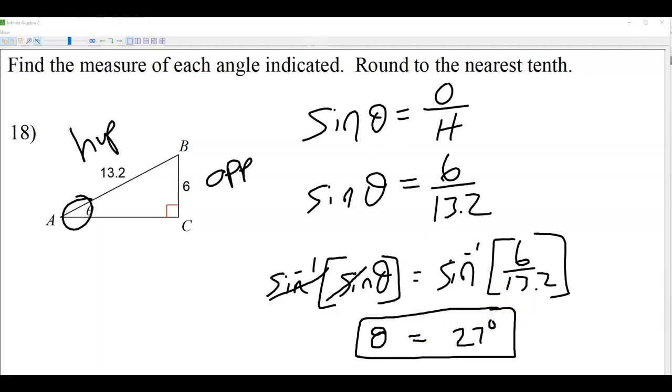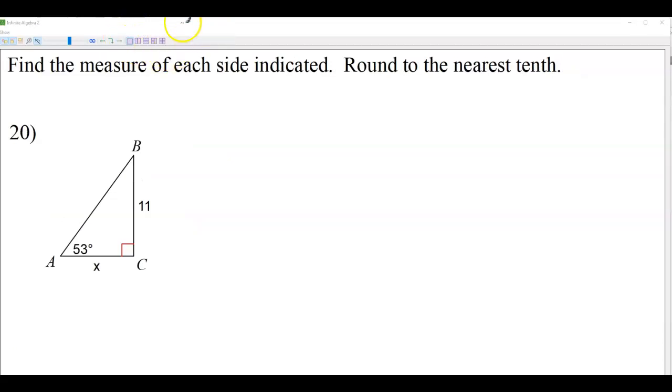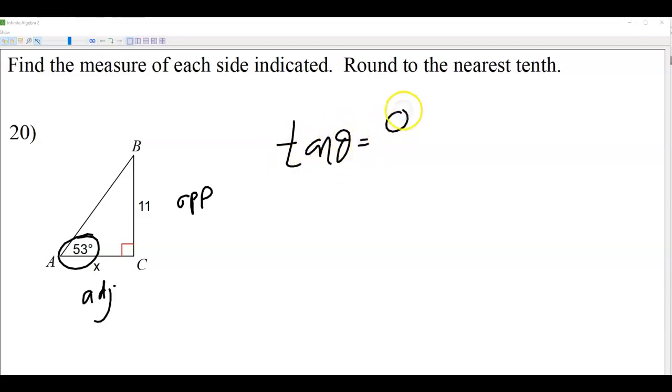So that's number 18. Let's go ahead and take a look at number 20. The steps for this one are pretty similar, it's just the last step is a little different. Identify your reference angle. Label the sides that are given. So this is my opposite side, and this is my adjacent side. And then we have to pick a trig ratio that uses opposite and adjacent. So that would be tangent. Tangent of theta is equal to opposite over adjacent. Now in this case, I do know my theta. My theta, the angle, is 53 degrees. My opposite is 11, and the adjacent is x.